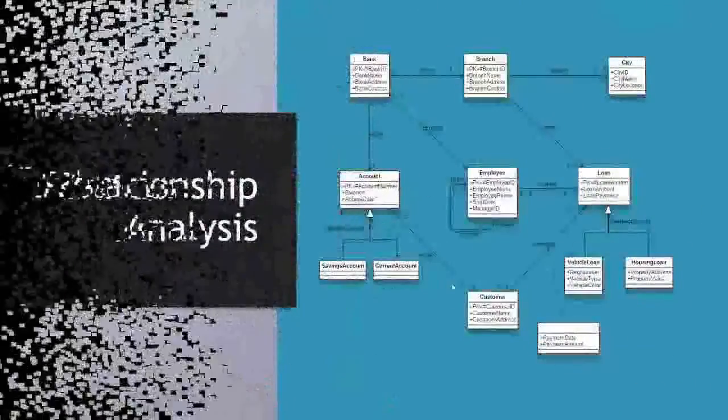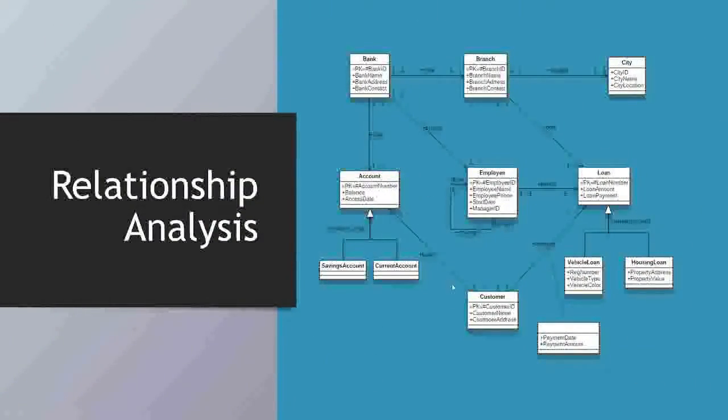Next, I will do the analysis for relationship and multiplicity. First, between bank and branch, bank has branch. One bank can have many branches, but one branch can only be under one bank. Those two have a relationship called have, and it is a one-to-many relationship. Next is branch and city. Branch is located in the city. One branch can be located in one city, and one city can only have one branch. That's why it is a one-to-one relationship.